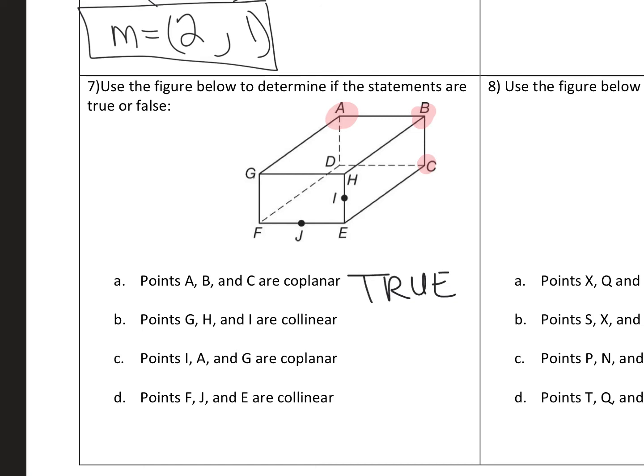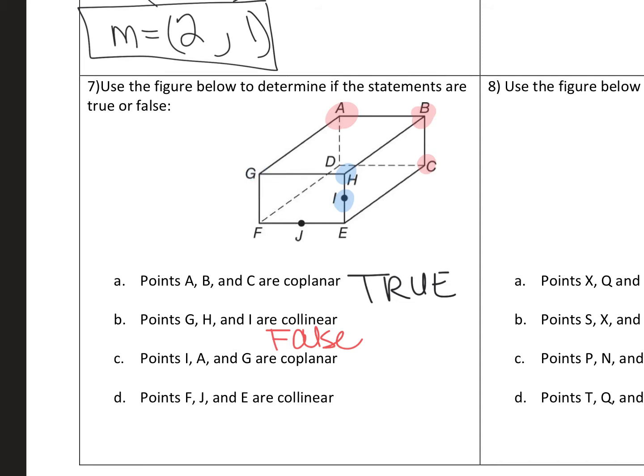Now, coplanar means on the same plane. That means you can have a flat surface that goes through all three at the same time. Collinear means they're on the same line. That means I can draw one line that goes through them. G, H, and I. Can I draw one straight line that goes through all three of those points? I cannot. Okay? They are not collinear. Those blue points that I highlighted are coplanar, but they are not collinear.